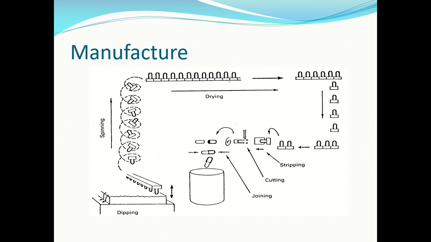Many other methods are also there. The rotary die process is used to produce hard and soft gelatin capsules, which we'll see in the next class. Thank you.